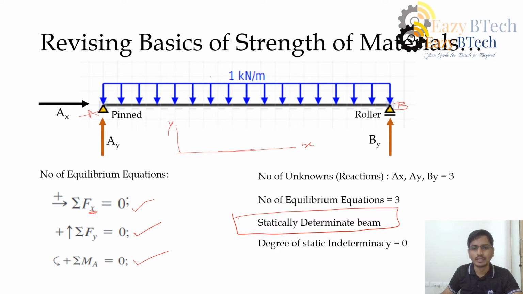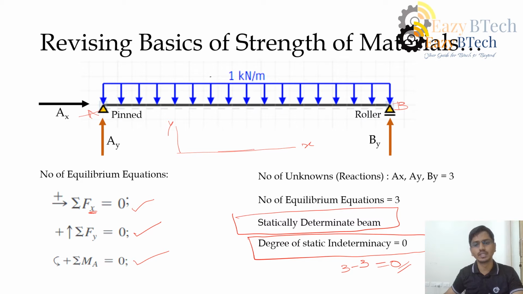And the degree of static indeterminacy for this type of beam is 0. Why 0? The number of reactions is 3, minus the number of equilibrium equations, which is 3, gives 0. We'll see how to find this degree of static indeterminacy a bit later. Let us take another example.